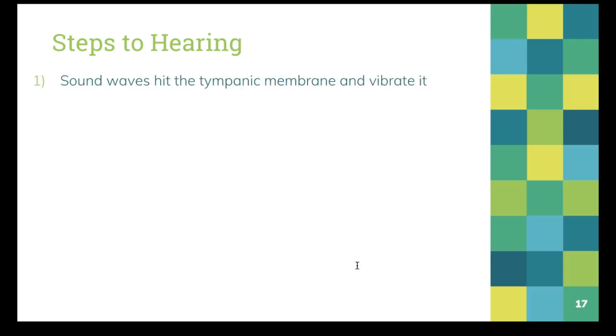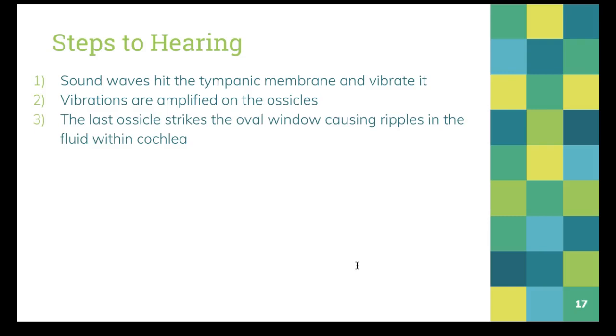So let's just go through quickly the step-by-step process of hearing. The very first thing is the sound wave is going to travel through our auditory canal and hit the tympanic membrane, causing it to vibrate. Those vibrations will travel to the ossicles, and the ossicles will amplify them. The last ossicle will strike the oval window like a drum and cause the ripples to go through the fluid in the cochlea, because the oval window will be pushing into the fluid, causing ripples to happen.